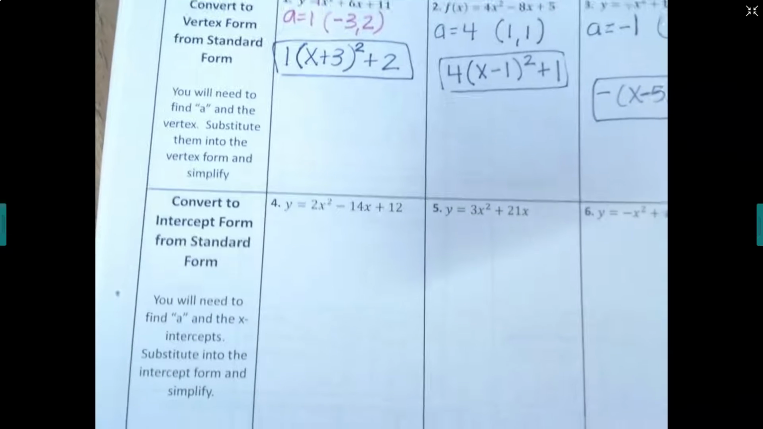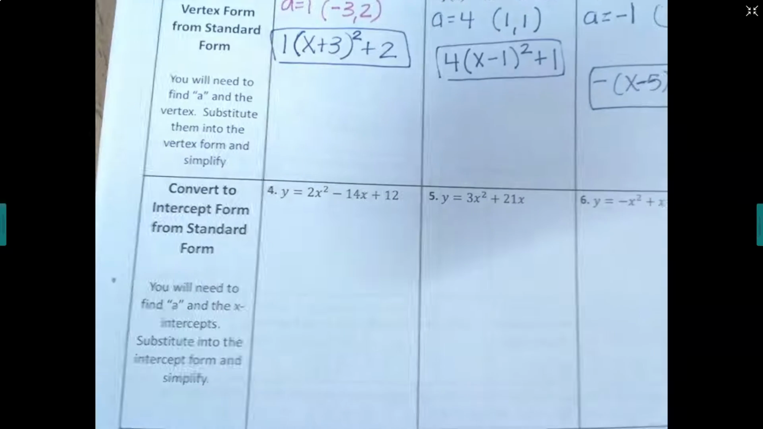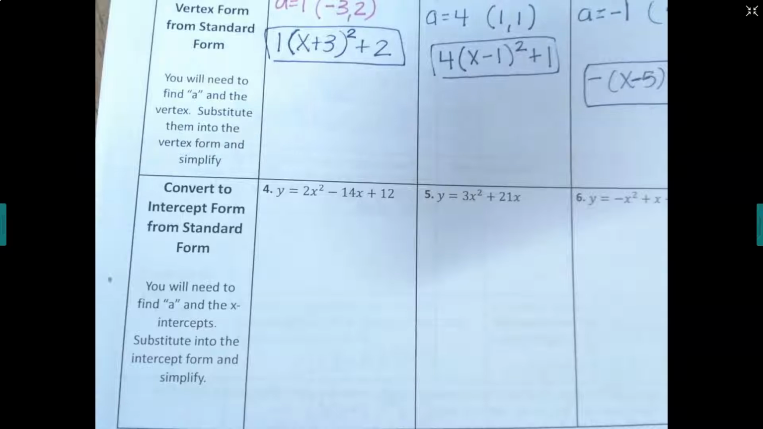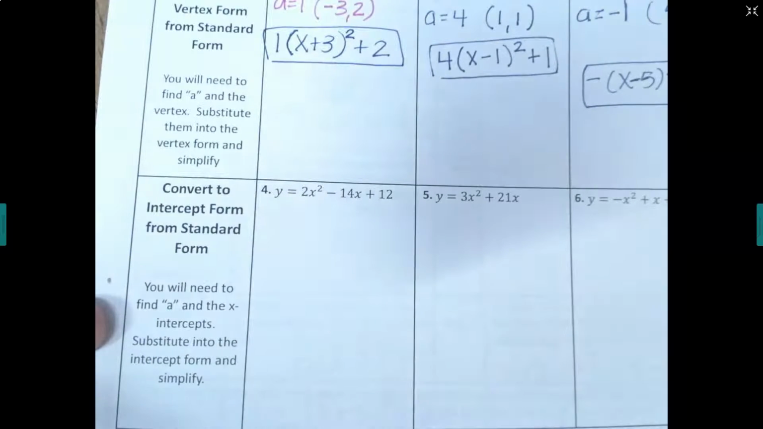We're going to convert our standard form into intercept form. In order to do this, we need to factor. This is really what needs to happen. So let's do a quick review of the steps for factoring.